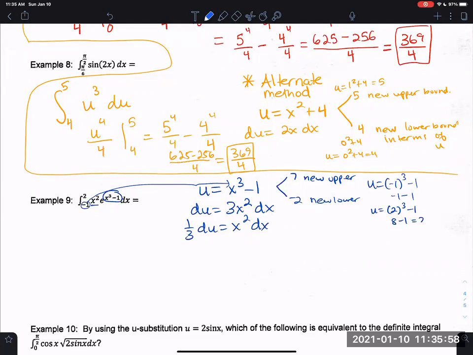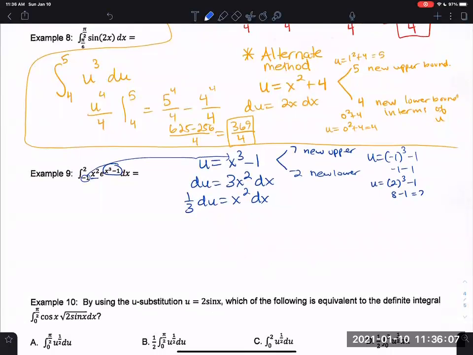Okay. So if you're doing it using the alternate method, I'll just keep going right over here. That would mean I've got my -2, I've got my 7. X squared dx is all du, right? And so that means I just need e to the u, right? And I have a 1/3 constant that is out front. This is my alternate method.